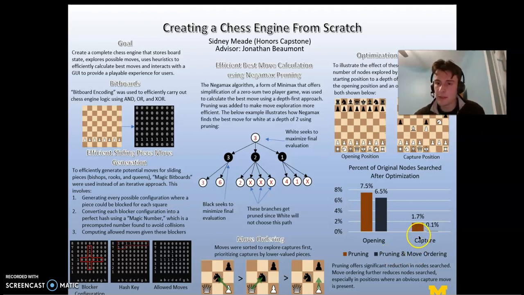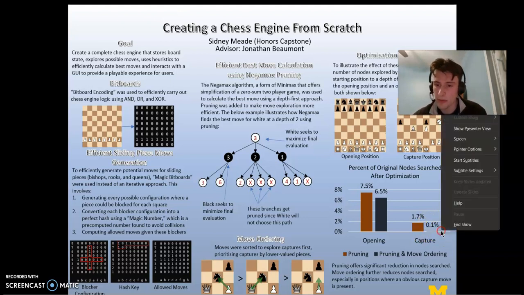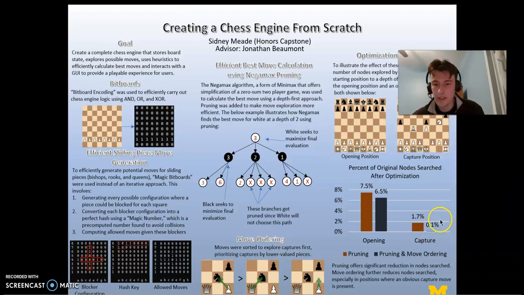And then the real difference comes here, where we can prune based on the capture position, and this results in a much, much, much lesser amount of nodes searched at only 1.7% of the original. And pruning and move ordering helps a lot here too, bringing it down to 0.1% of the original nodes. And so we can see from these that these two optimizations definitely decrease the amount of nodes searched and really help the program calculate moves and best moves efficiently.